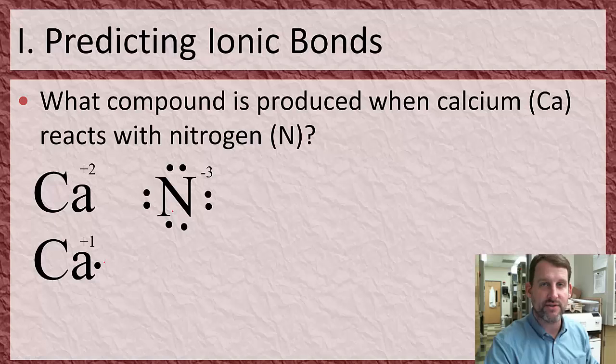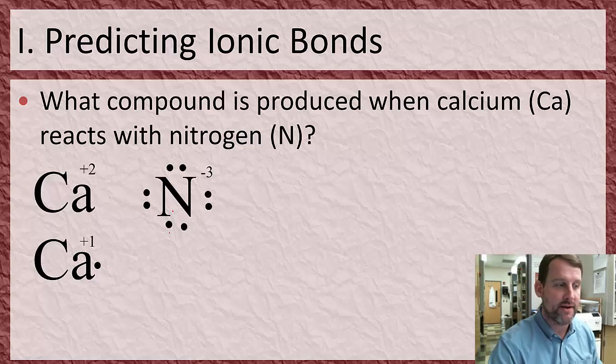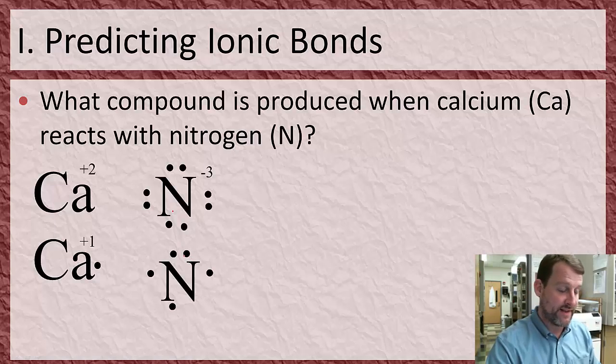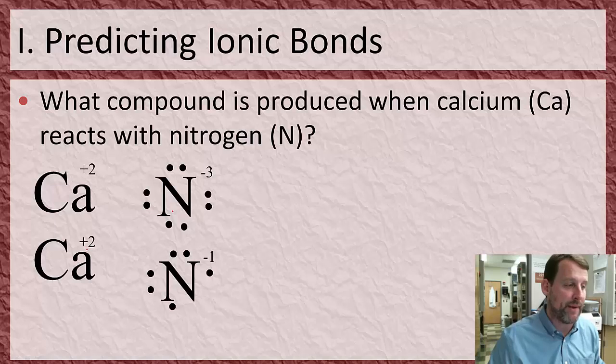But this calcium says, dude, I need to get rid of one more electron. So it has to find another nitrogen out there. And it does. So this electron then goes to this nitrogen, making this a +2 and this a -1. Well, now calcium says, dude, I'm happy. But this nitrogen says, dude, I'm not happy.